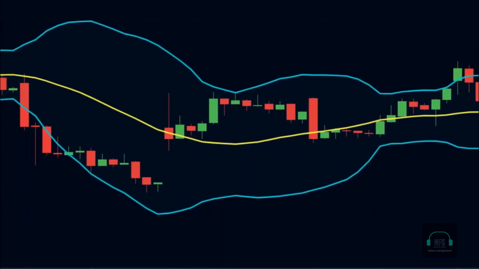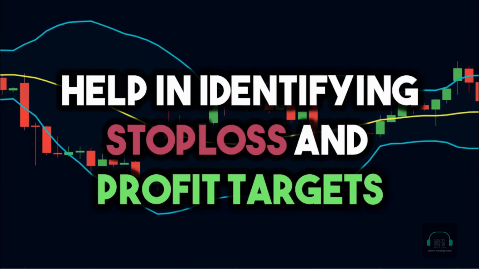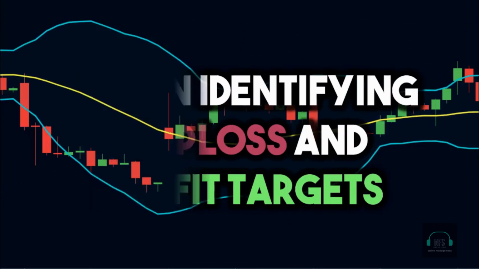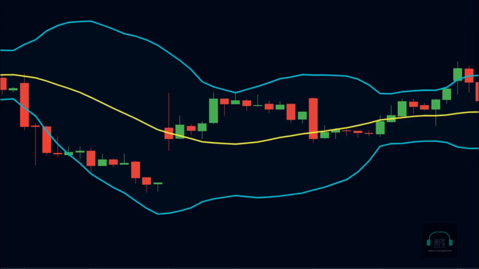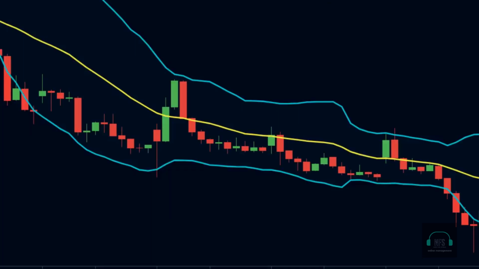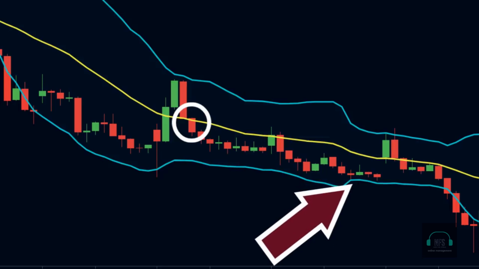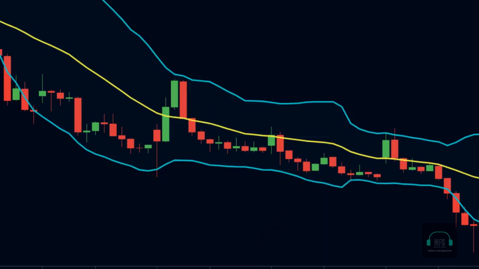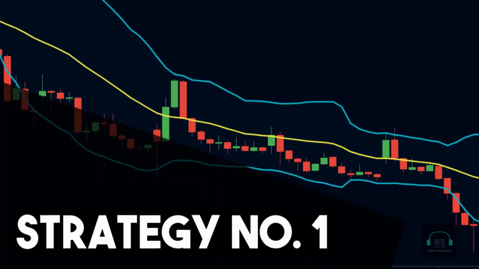The Bollinger Bands can also help in identifying stop-loss and profit targets. For instance, if you place a buy order at the crossover of the middle band, which is the 20-period moving average, the upper band becomes your target. On the other hand, if you place a sell trade at the crossover of the middle band, the lower band becomes your target.